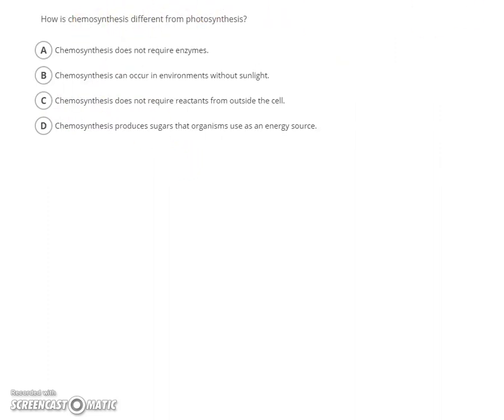How is chemosynthesis different from photosynthesis? Photo means light, chemo means chemical. So chemosynthesis occurs in environments without sunlight. We use chemicals from the environment instead of light to make our food. That's a chemosynthetic organism instead of a photosynthetic organism. So that's B.